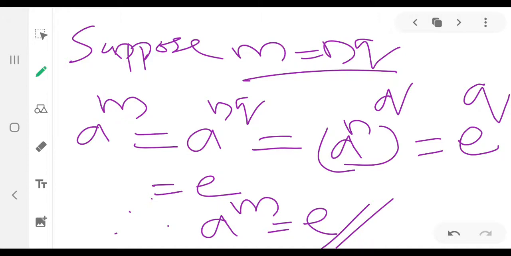m is equal to nq. Therefore a raised to m is equal to a raised to nq, which implies a raised to n whole raised to q into e, which is equal to e raised to q, that is e. Therefore a raised to m is equal to e.